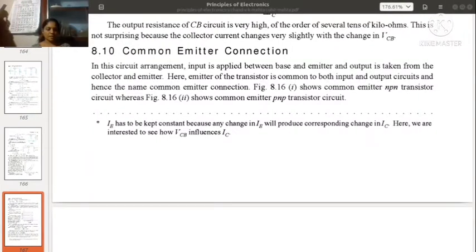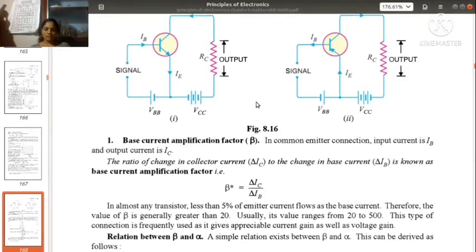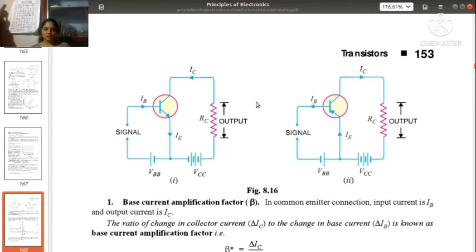The next one is common emitter configuration. In the common emitter configuration, the input is supplied between base and emitter, and the output is taken from collector and emitter. Here the emitter of the transistor is common to both input and output circuits, and hence the name common emitter connection, as we have seen in the previous picture. Here you can see the emitter is made common to both base and collector regions. Here it is NPN and this is a PNP transistor. This is the common emitter configuration.